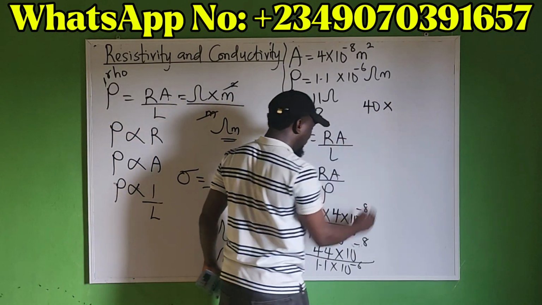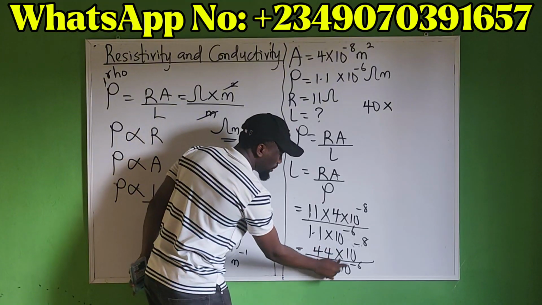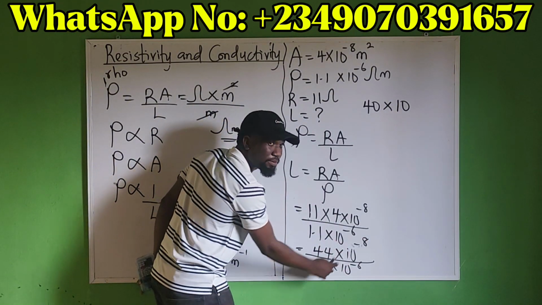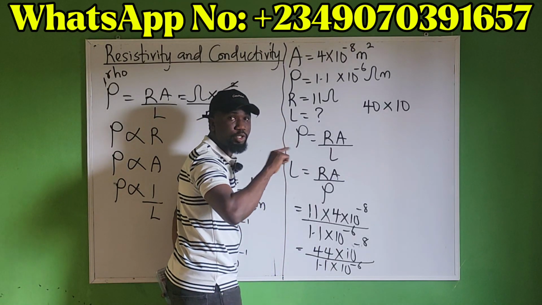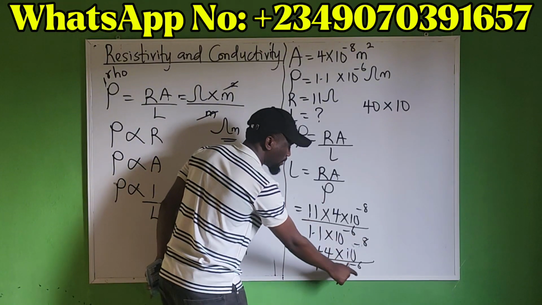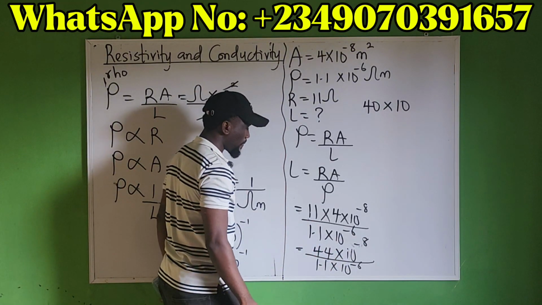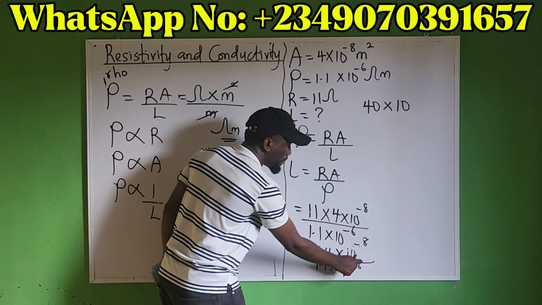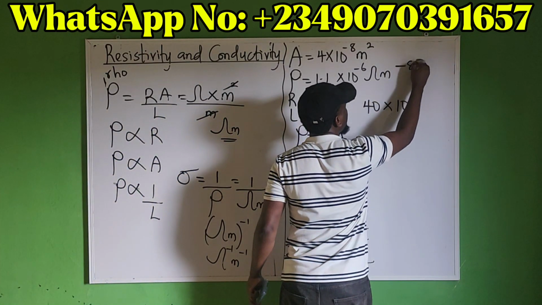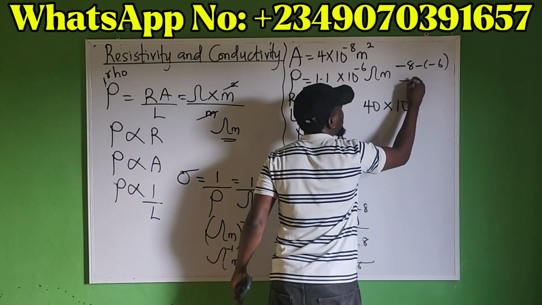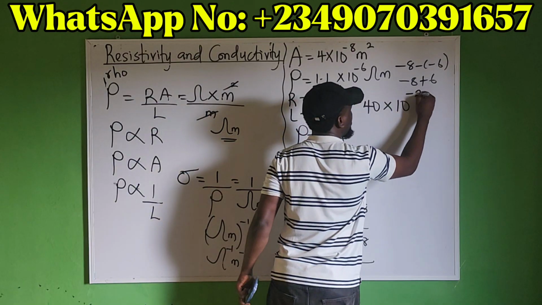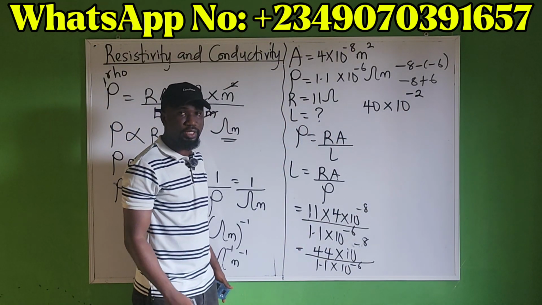Then multiply by, applying law of indices now. Pick one of the bases here, pick 10. Since the bases are being divided, I'm going to subtract the powers. So negative 8 minus negative 6. That's negative 8 plus 6. We said we have negative 8 minus negative 6. That's negative 8 plus what? Plus 6. And that'll give us negative 2. Do you understand? Negative 2.